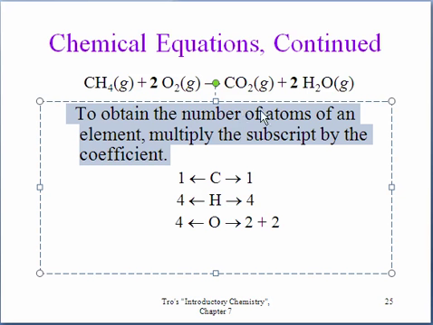And then if we have an element that is in 2 different compounds, then we add the total number. So here's oxygen, we have 2 in carbon dioxide, and we also have 2 from water, so my total number is 4.